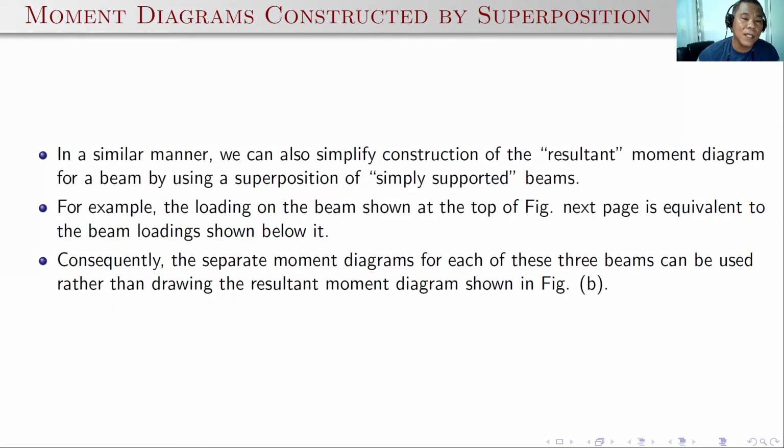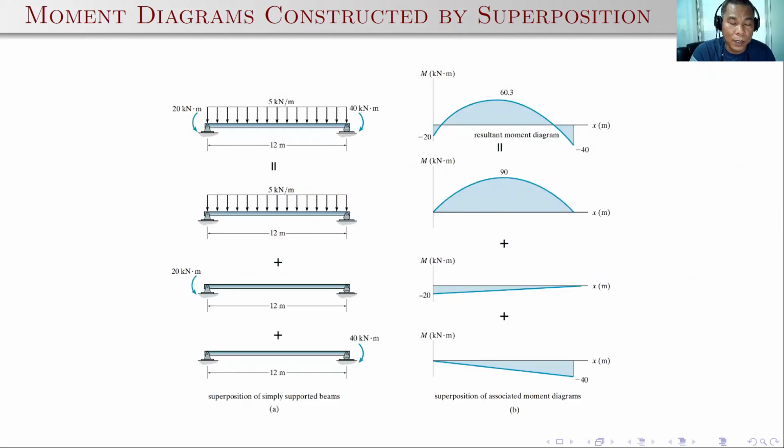In a similar manner, we can also simplify construction of the resultant moment diagram for a beam by using a superposition of simply supported beams. For example, the loading on the beam shown on the top of the next figure is equivalent to the beam loading shown below it. Consequently, the separate moment diagrams for each of these 3 beams can be used rather than drawing the resultant moment diagram shown in figure B. As you can see, here is another example.